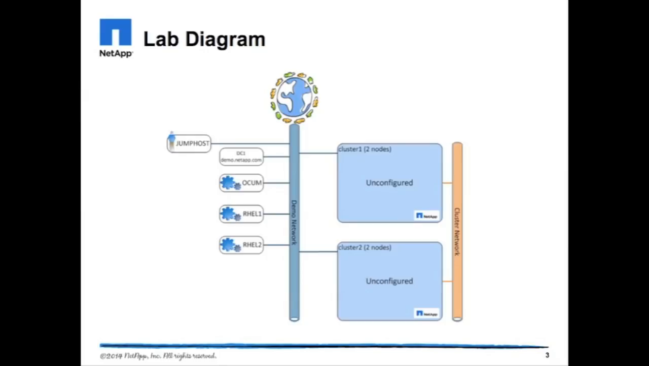All of these connect into the network, as well as two pairs of ONTAP FAS simulator clusters, and these are going to be the systems that we actually join together during our demonstration today. These pairs are joined together by a 10 gig backbone, and that's the cluster network on the far right-hand side.